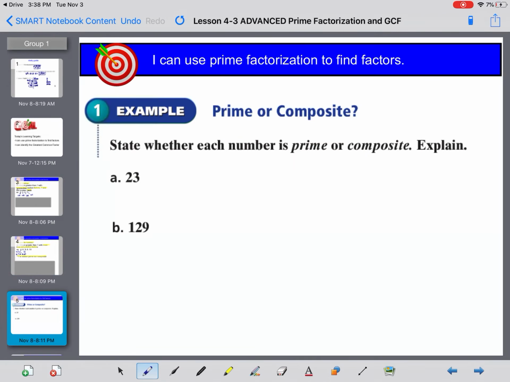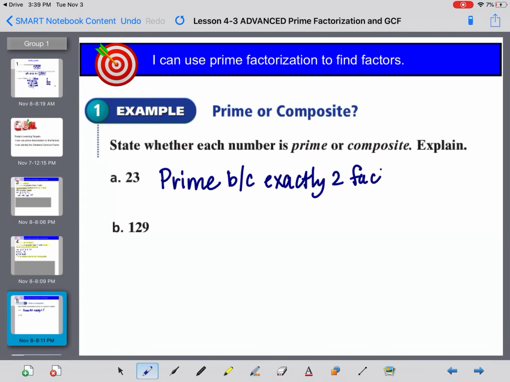Let's try. State whether each number is prime or composite and explain. 23. The number 23, I think about what numbers go into it. The only numbers that go into it are 1 and itself. So we're going to say this is prime because it has exactly 2 factors, 1 and 23.